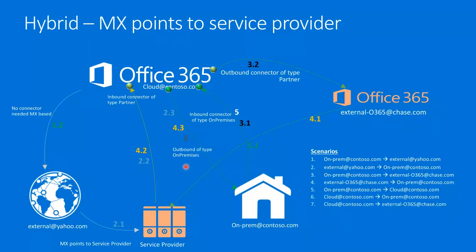Cloud to external Chase, it uses the outbound connector of type partner, and it sends to the destination. And cloud to external Yahoo, it just uses the default configuration of the default outbound connector. External Yahoo to your cloud, again, it reaches your service provider, and from the service provider, it reaches your EOP. From an external Office 365 domain to your cloud, it reaches your service provider first, and from the service provider, it reaches your Office 365 mailbox using your inbound connector of type partner.